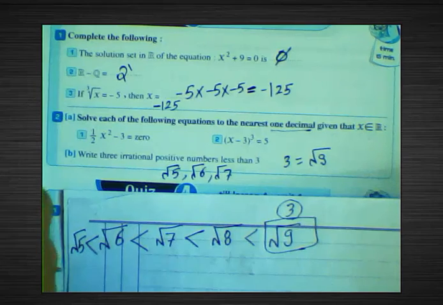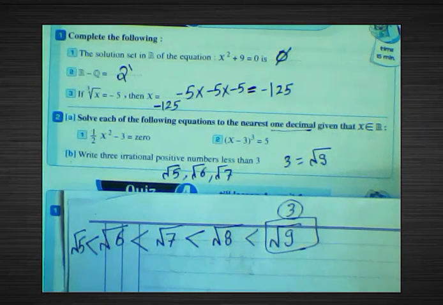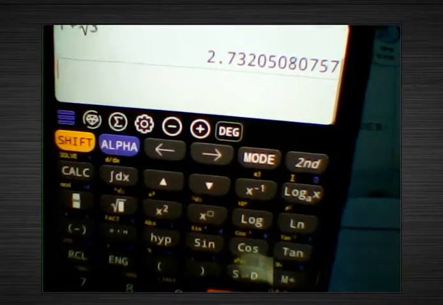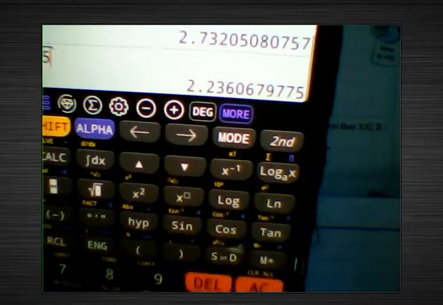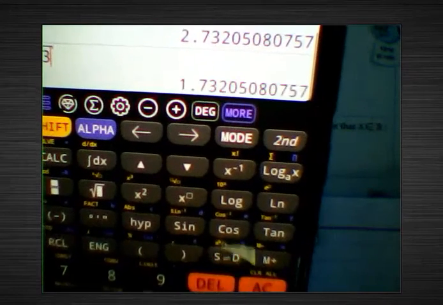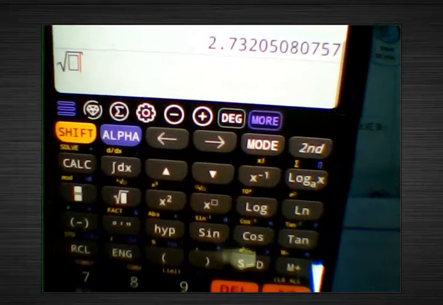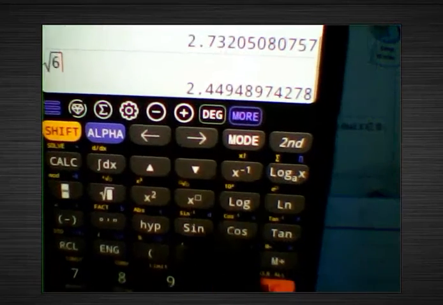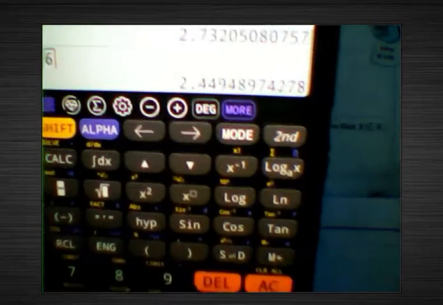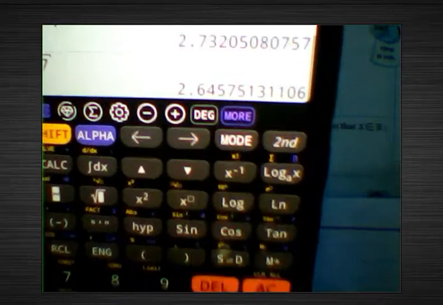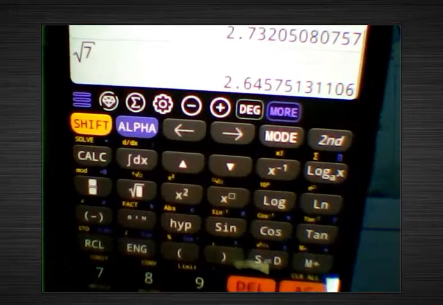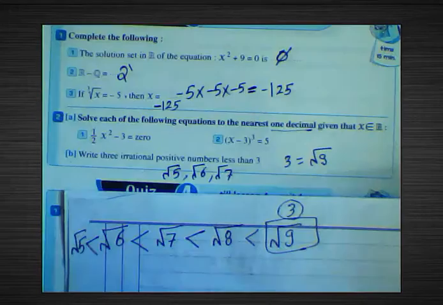You can use a calculator to show your result. You can write in your calculator square root of 5, it will be 2.2, less than 3, and square root of 6 is 2.4, and square root of 7 is 2.6. Are these numbers less than 3? It's okay.